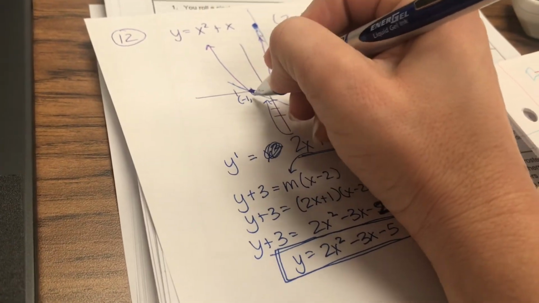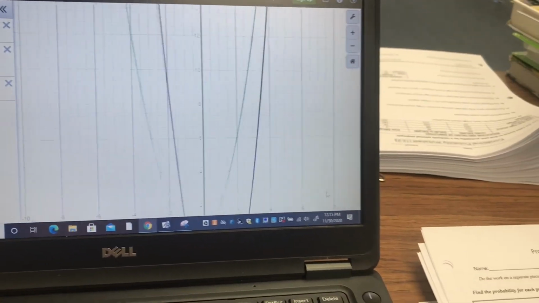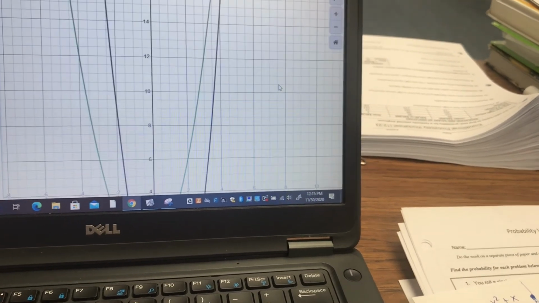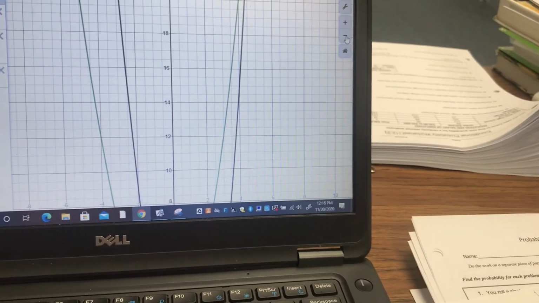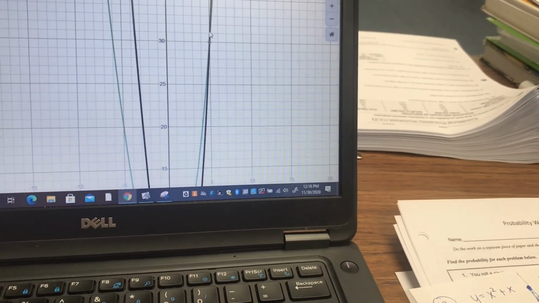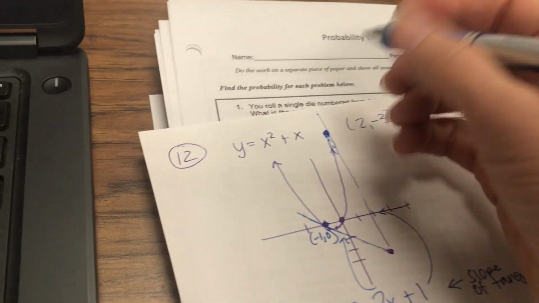So that is this point. It's pretty close on my guess. And then we're going to have to zoom out a little bit. Let me hit my minus sign. A little bit more. They are going to cross, I promise. Okay, right around here. There it is. At 5, 30. So that point is up here.